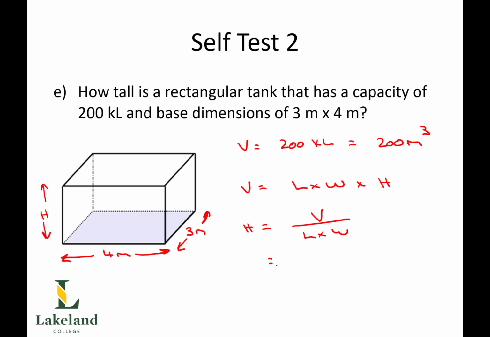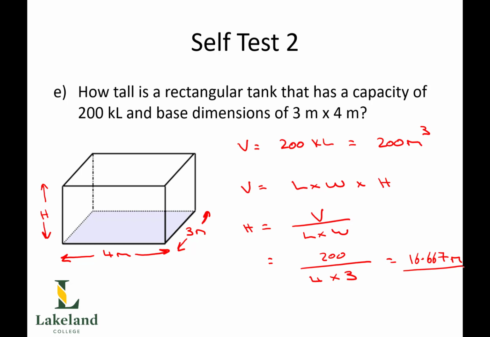If we substitute the values in then, the volume is 200, divided by the length 4 and the width 3. So if we now do 200 divided by 4 times 3, which is just 12, we get 16.667, and as this is the height, that will be in metres. So there's our answer to part E.